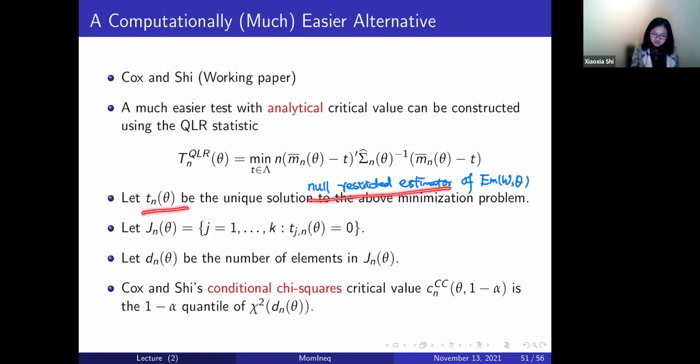So Tn is the non-restricted estimator of the population mean. And we are going to count the number of elements in Tn that are equal to 0, and let Dn be the number of such elements. Then this simple critical value will simply be a chi-square critical value, the 1 minus alpha quantile of the chi-square distribution, where the degree of freedom is the number of 0 elements in this Tn vector, in this restricted estimator of the population mean.